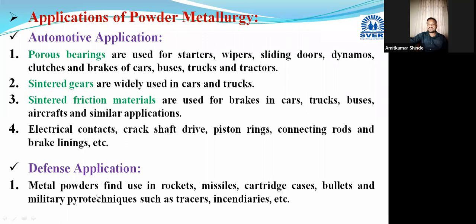Then in the defense sector, the metal powders we manufacture can be used in rockets, missiles, cartridge cases, bullets, or military pyrotechnics like tracers or incendiaries. What is the meaning of incendiaries? Incendiaries means one type of bomb device. In various applications of this defense field, we can use the powder metallurgy technique.